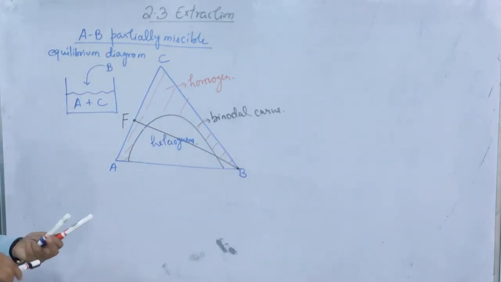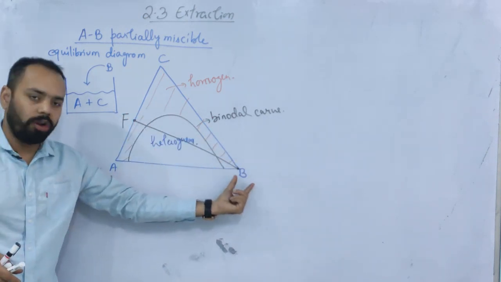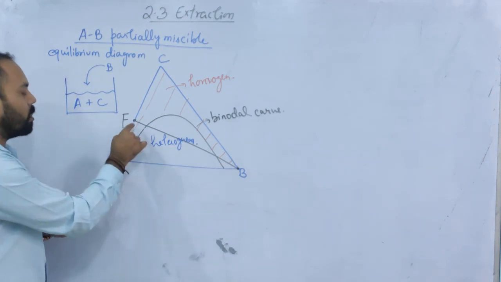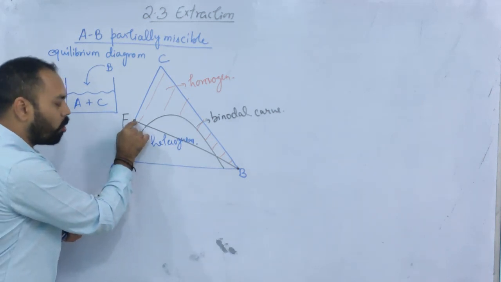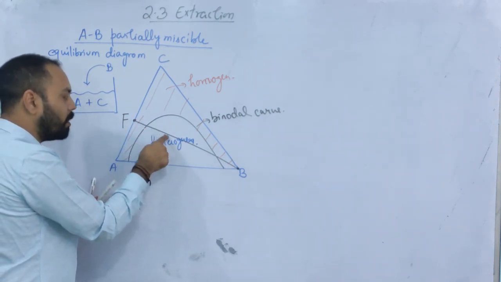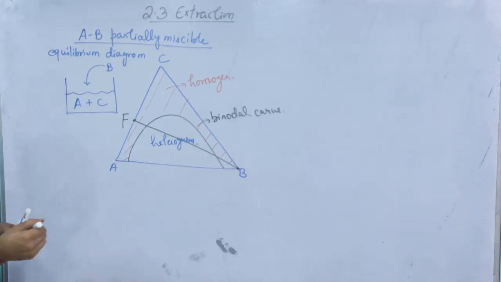I'm again repeating the concept. When you mix feed and solvent, then the composition of the mixture always lies on the line joining the F point and the B point. Somewhere, it may be here, it may be here, maybe here, anywhere, but always on this line. This is called the mixing rule.